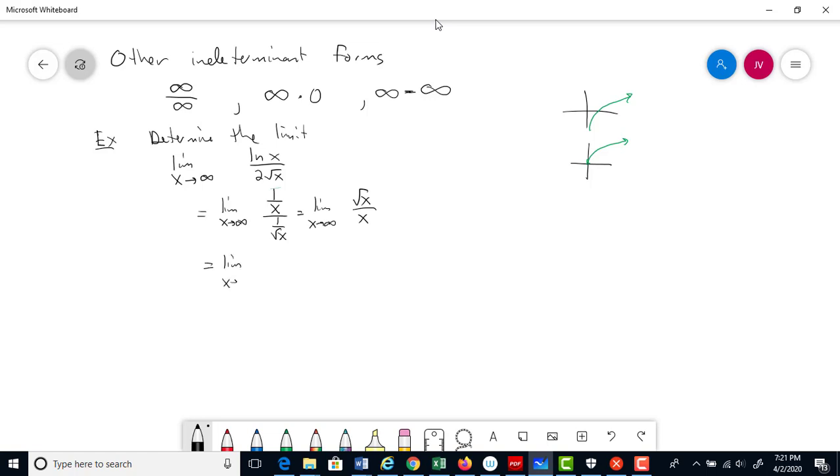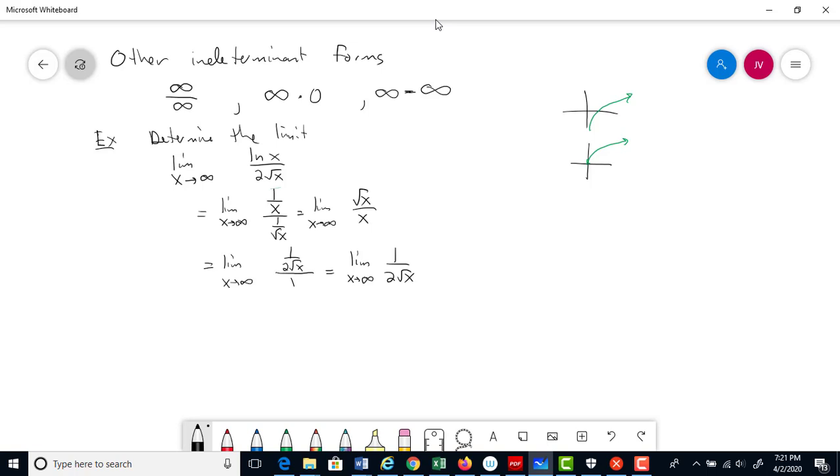Limit as x goes to infinity. Well, the derivative of the top is 1 over 2 root x, it's 1/2 x to the minus 1/2. And the derivative of the bottom is 1. Now, I know I'm done doing L'Hopital's rule because when you simplify this, this is the limit as x goes to infinity of 1 over 2 root x. And this is no longer that rational infinity over infinity. This is 1 over infinity.